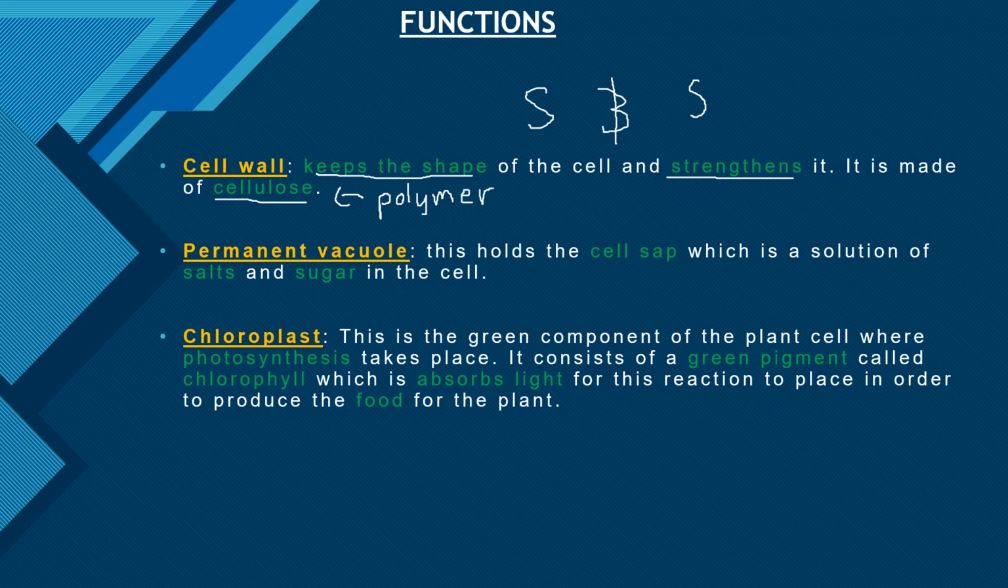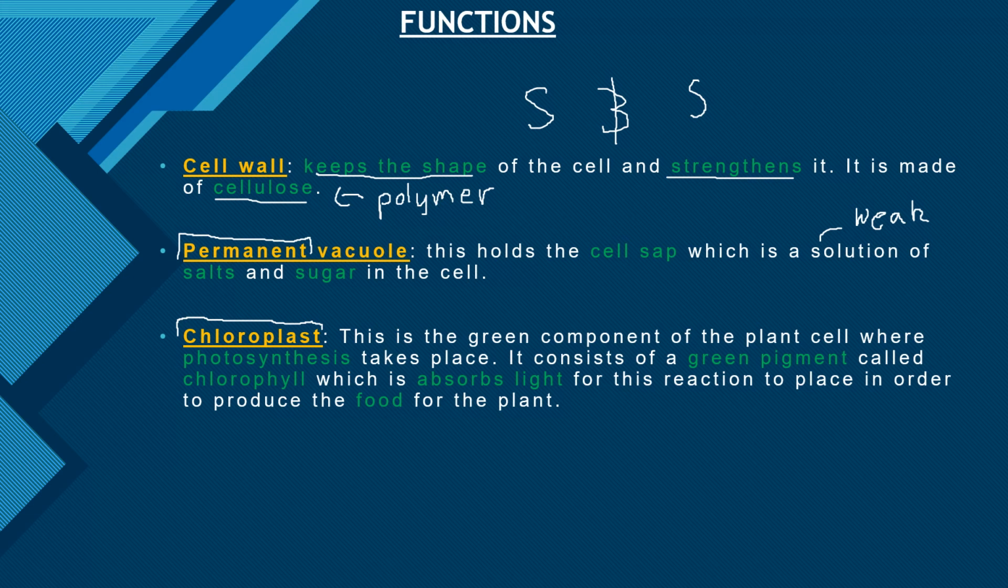We also have the permanent vacuole. So this word permanent is really important. It's a very AQA word as well. This holds the cell sap, which is a solution, typically a weak solution of salts and sugar in the cell. Now this is a very important component of the plant cell. It's probably the main one.